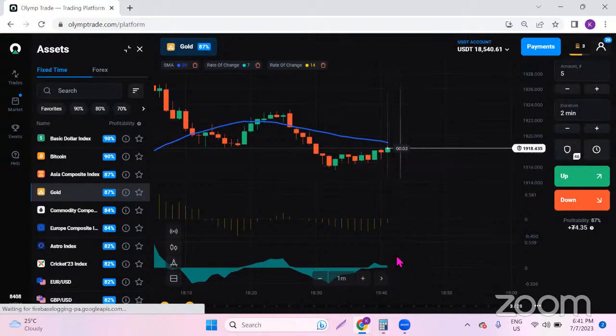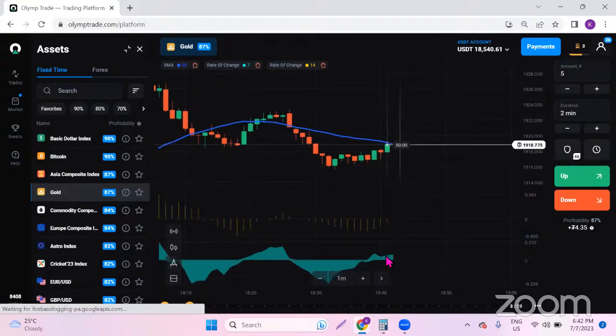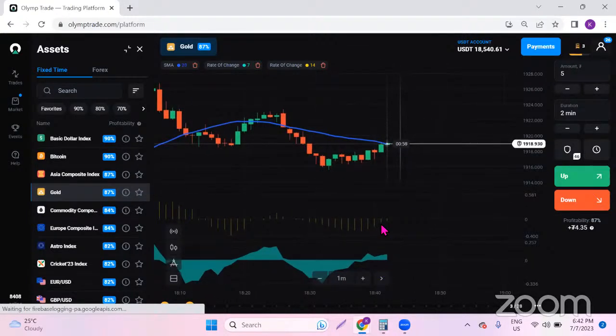Now, I told you over here, you see that the histogram is changing. The ROC 14 is reducing. So here we can see now it's rising. So this can be a signal for us to make an upward trend. Maybe in the next candle, once this candle ends, if it's an upward trend, we might make a trade here. Okay.